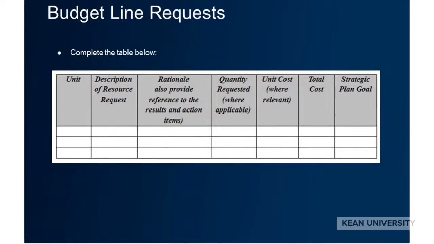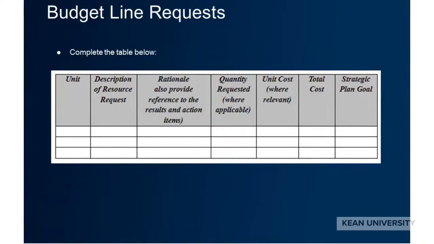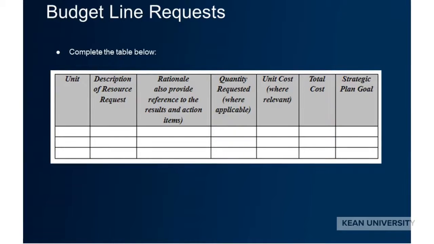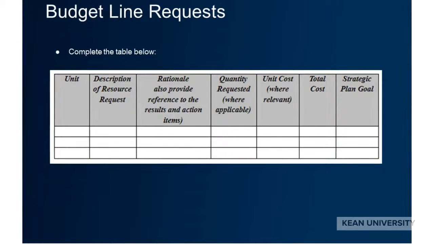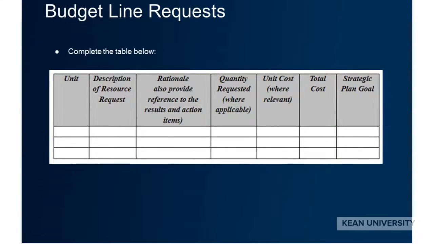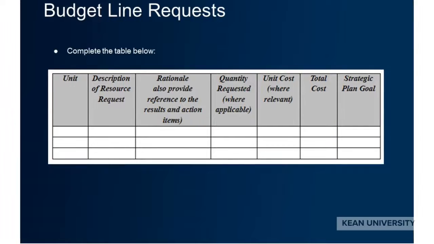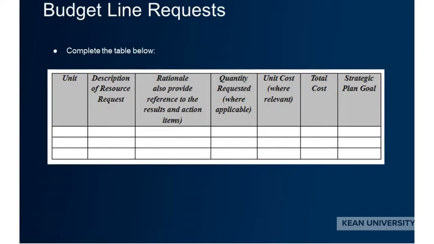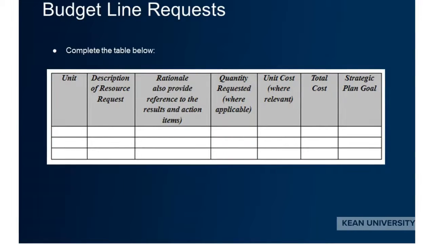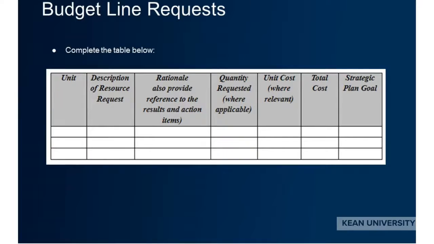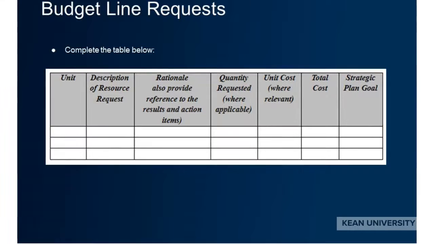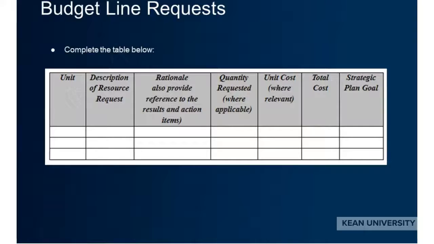The final part of the annual assessment is the budget line request. Please go ahead and fill this chart in as necessary for your unit. If you are participating in the Budget Request Form pilot program, you will receive direct communication from the Office of Institutional Effectiveness with further instruction. You will still complete this document as part of your annual assessment, in addition to completing the form.